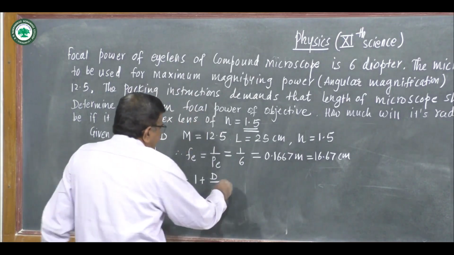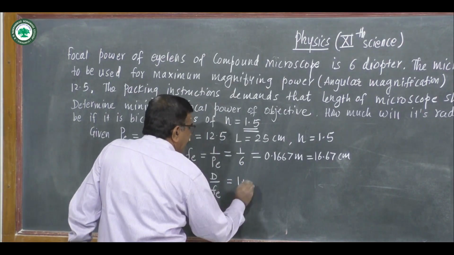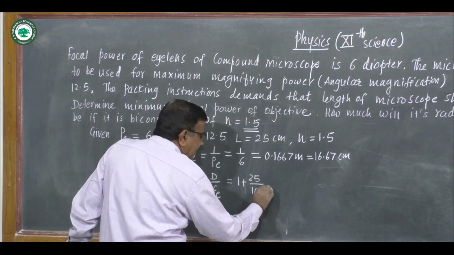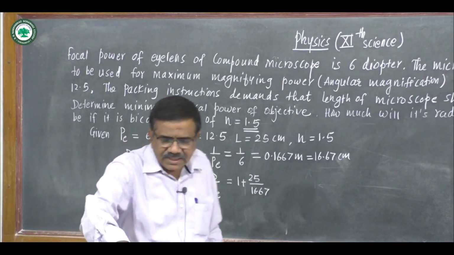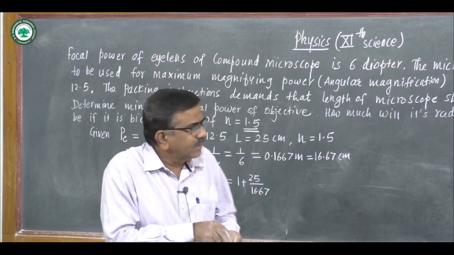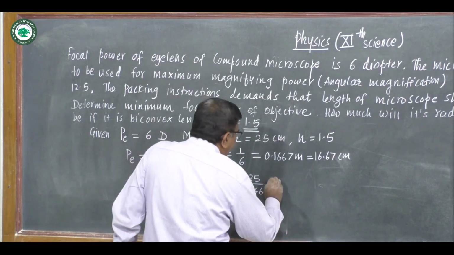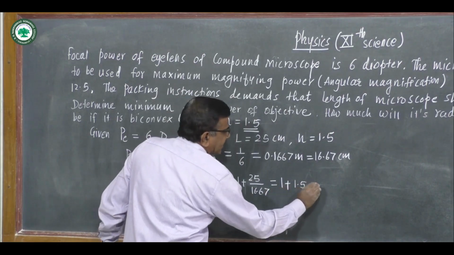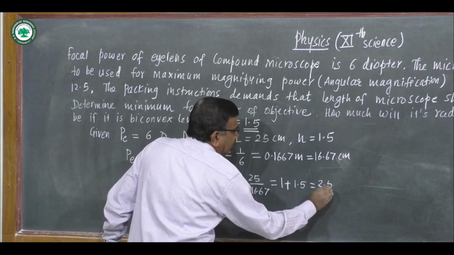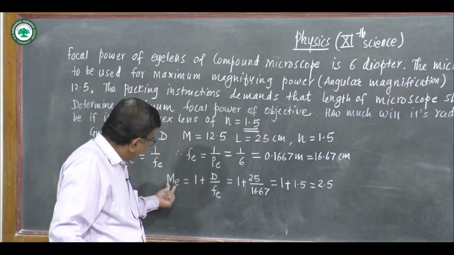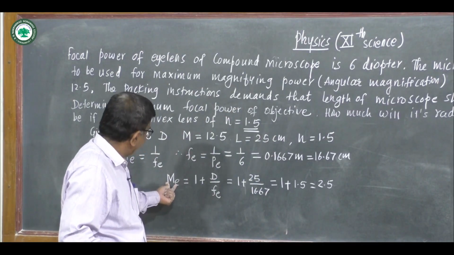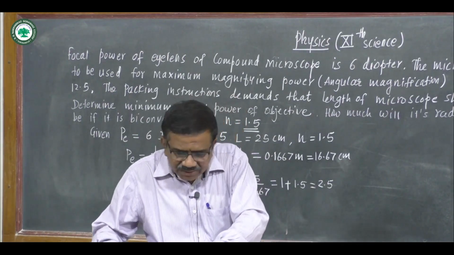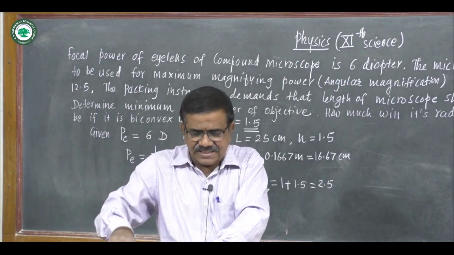So it is 1 plus 25 upon 16.67. By solving this, we get 1 plus 1.5, and that is 2.5. We get this ME, the magnifying power of the eyepiece, as 2.5. This is our intermediate answer.